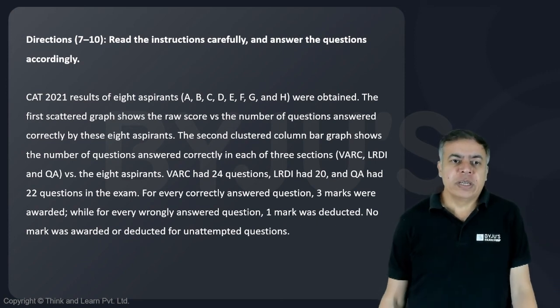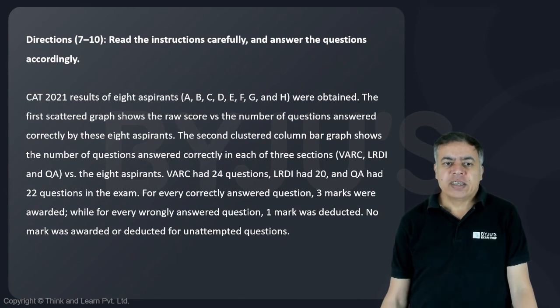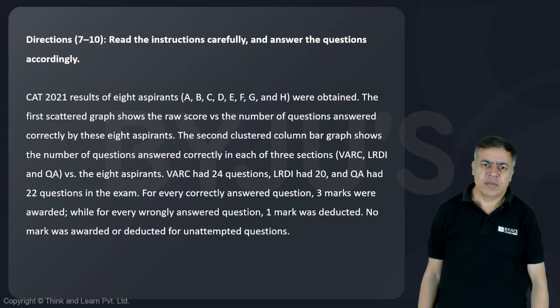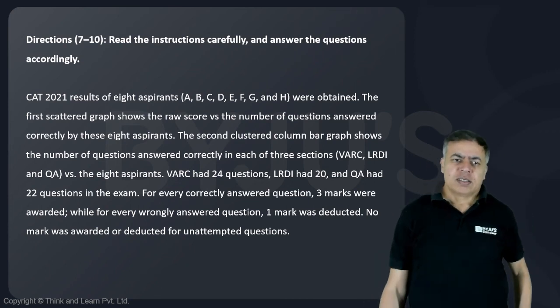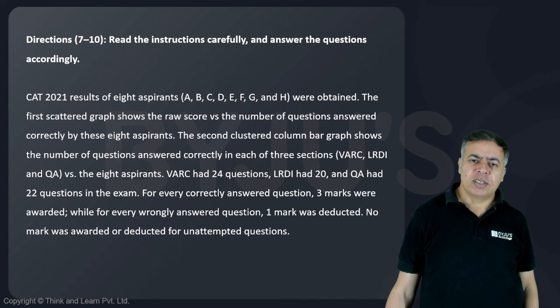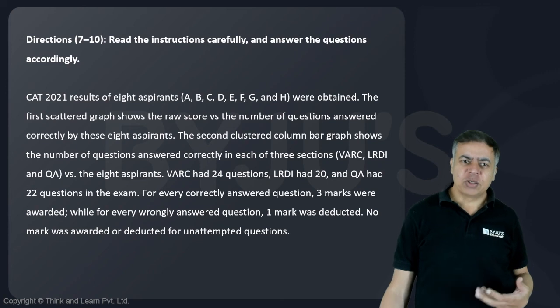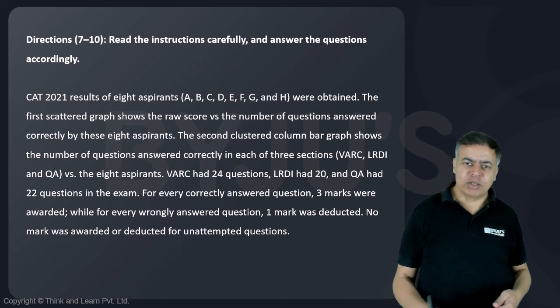CAT 2021 results of 8 aspirants were obtained. The first scattered graph, so this was a DI set. This was comfortable also, because the scoring pattern, everything you can actually understand, because this was very familiar.